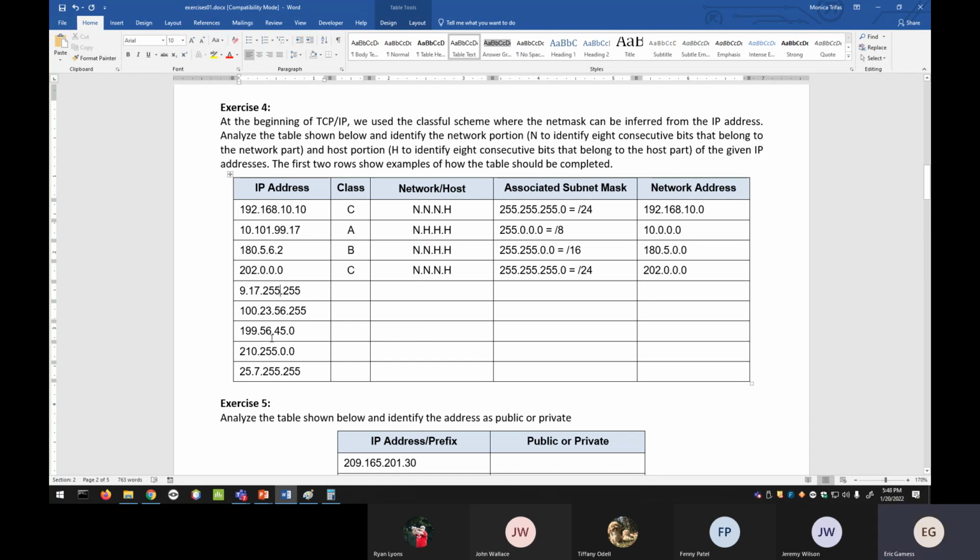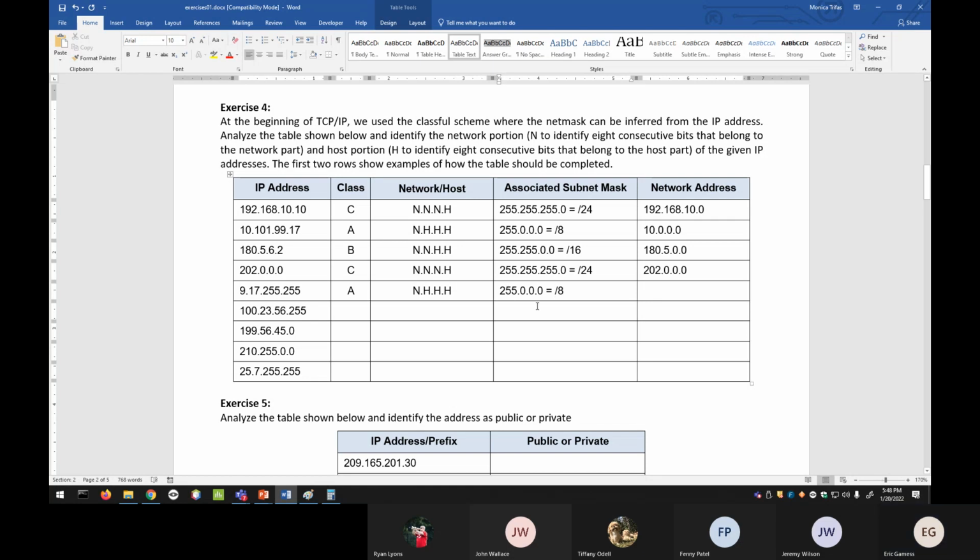What about this one? Class A, B, or C, or D, or E? A, because 9 is between 0 and 127. So the separation is here, after the first byte. So the first byte is a network byte. Then the other 3 bytes are host bytes. So as you know, the net mask associated with a class A is 255.0.0.0. And this is a /8.